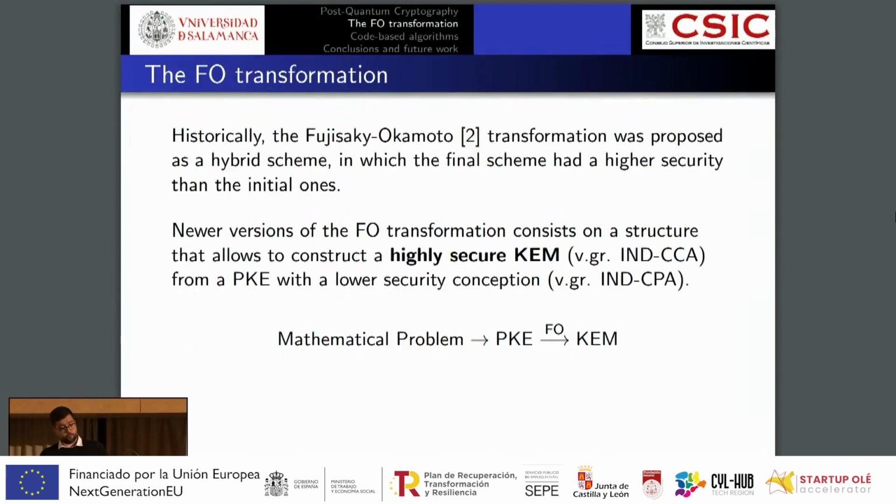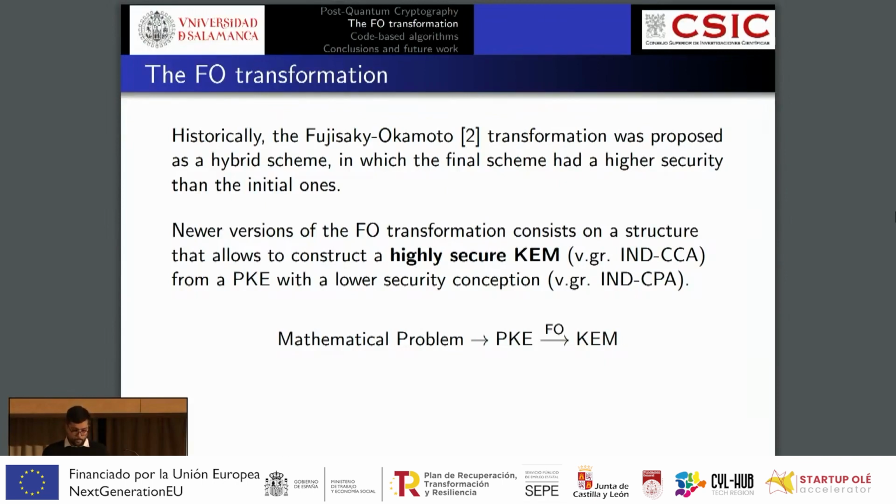So the Fujisaki-Okamoto transformation historically was a structure, a way to define a highly secure hybrid encryption scheme. This is a scheme that uses both public key encryption and symmetric encryption, but a newer version of it became a way that we can construct a highly secure KEM, that means a key encapsulation mechanism. It's basically an algorithm to perform a key exchange, and the security that is reached is indistinguishability against chosen ciphertext attacks, which is considered by the NIST as the standard and desirable security to reach.